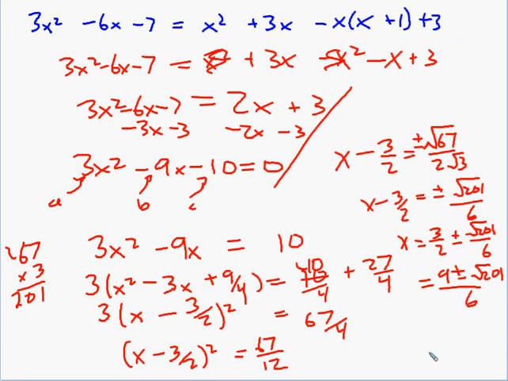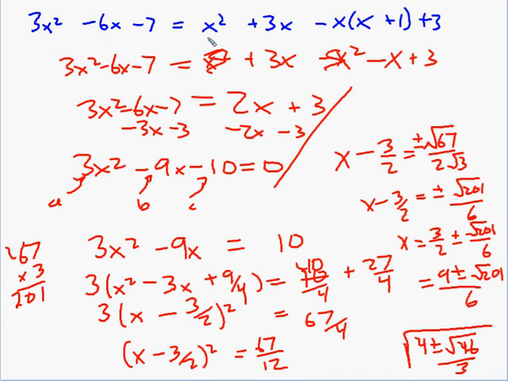Alright, so we're going to do that again. The answer should be 4 plus or minus root 46 over 3. So let's see what went wrong. Let's go back over it.